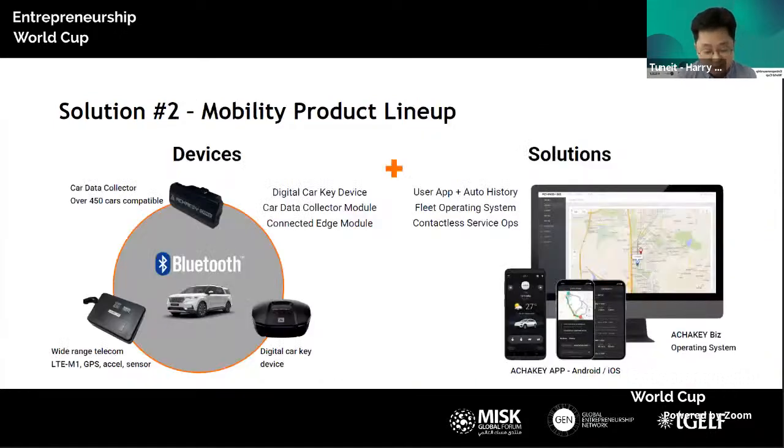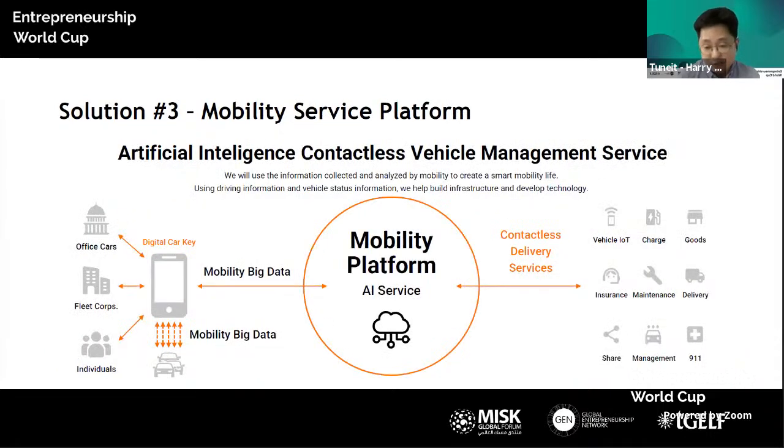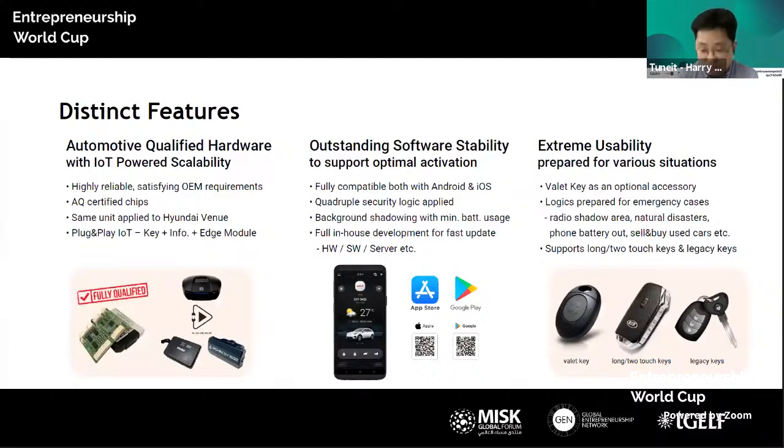Thanks to our car data collector and wide range telecom module, combination with the digital car key makes fleet management possible. We now serve almost all kinds of mobility services, gathering mobility data, such as rent cars, car sharing system, delivery services, etc. The next solution is the service platform. Based on the user's data, we connect various car carrying services like auto repair, car wash, and etc. And we turn these services into contactless delivery services so that service companies can increase customer turnover ratio and decrease waiting time. Our products and technology have 3 distinctive features. First, the product is highly reliable.